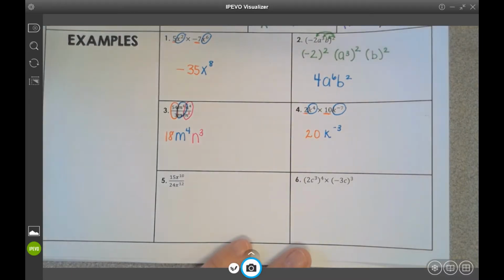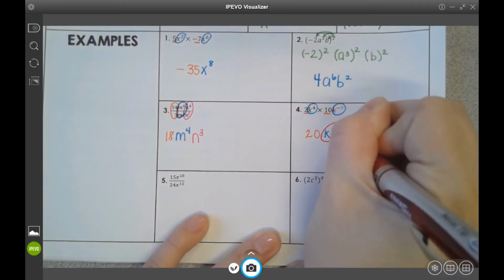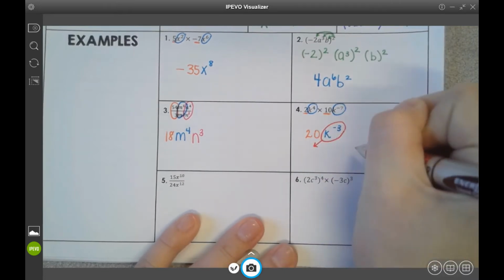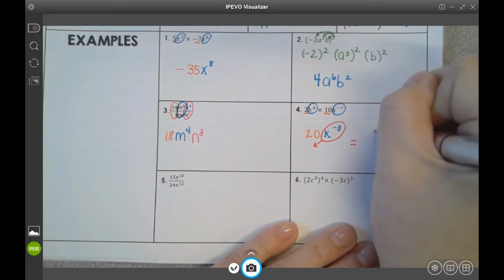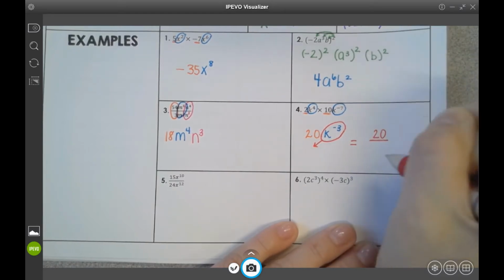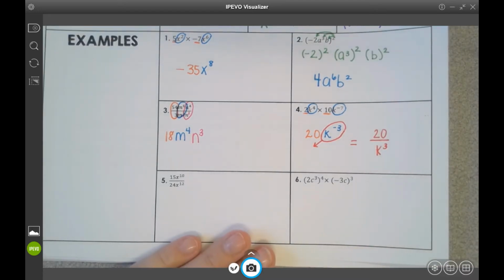But we don't leave negatives in the exponents. So we've got to take this k to the negative 3rd and move it to the bottom. So it becomes 20 over k cubed, and that 3 becomes positive. So when you move it to the bottom, it gets to become positive.